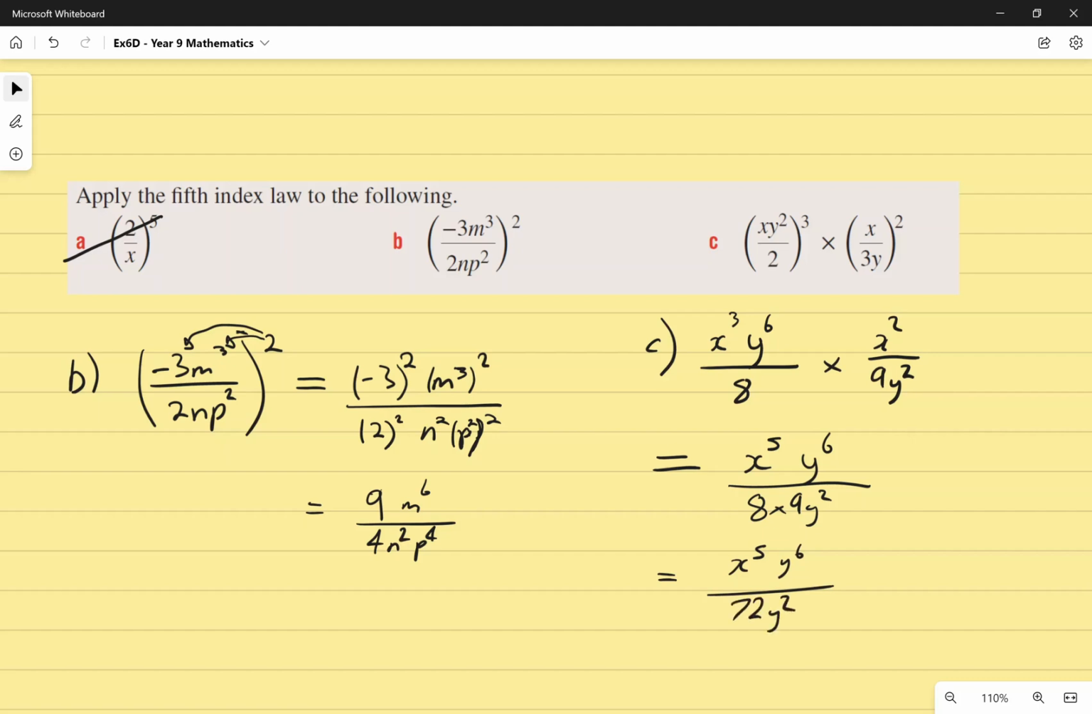Now we know that, when looking at our divided index laws, we're just going to look at that and we're going to cancel those two, okay? So we're going to have x to the power of 5, y to the power of 4, because we cancel those two, we subtract those powers on 72, okay? Does that make sense?